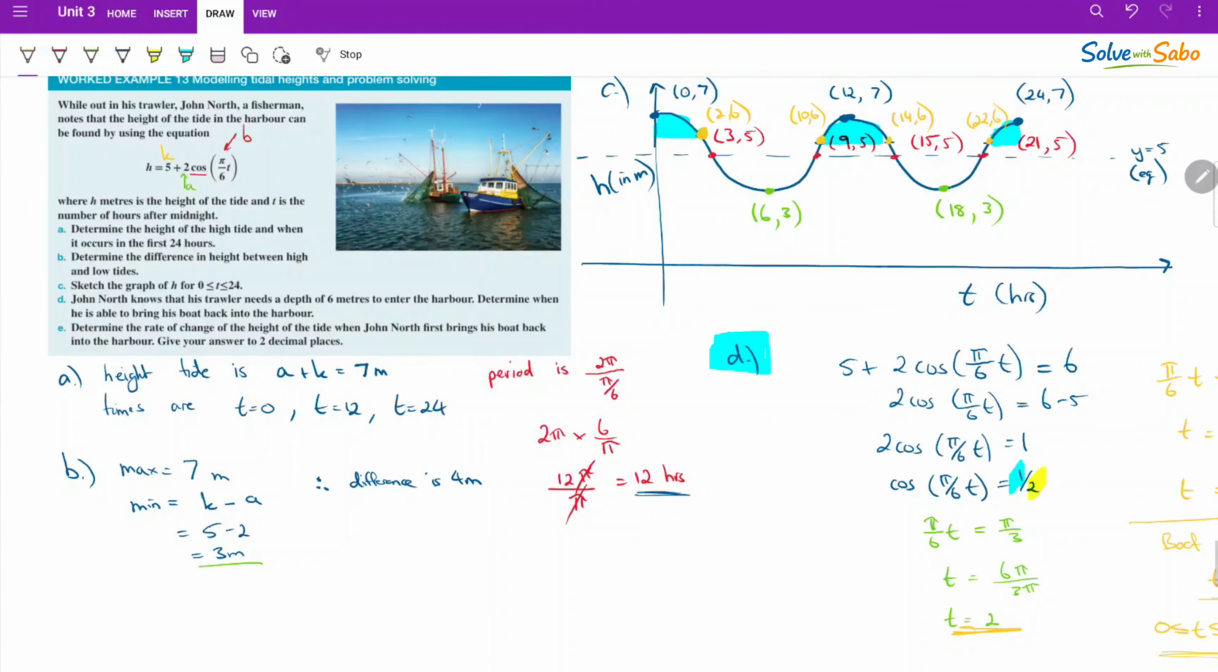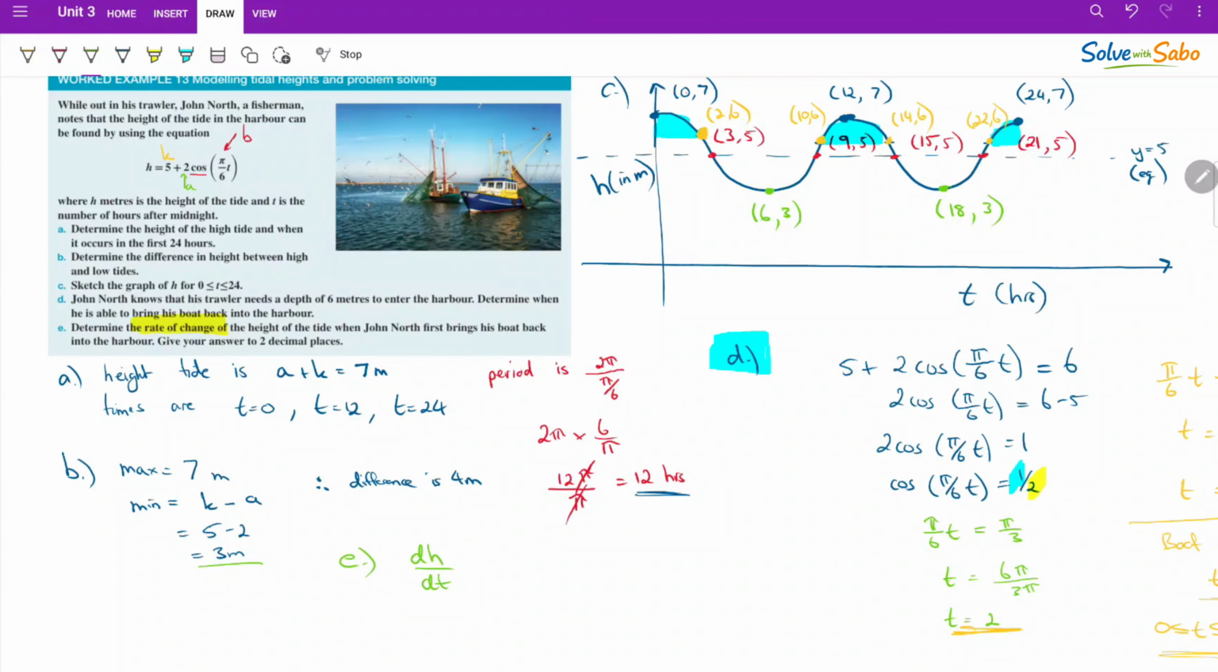All right, almost there. Part E. Determine the rate of change. All right, pause. Rate of change. Derivative, straight away. I'm going to grab out my green pen for this one. Here we go. E. Determine the rate of change of the height. So that's going to be dh, oops, it's a little h, dh dt. Rate of change of the height when he first brings his boat back into the harbour.